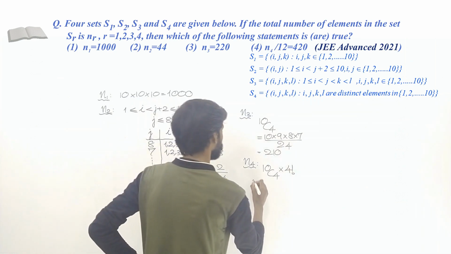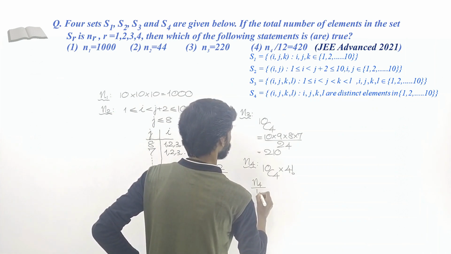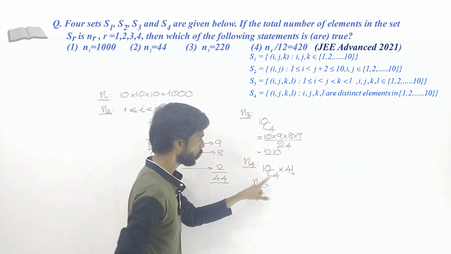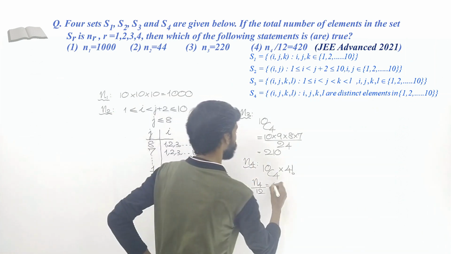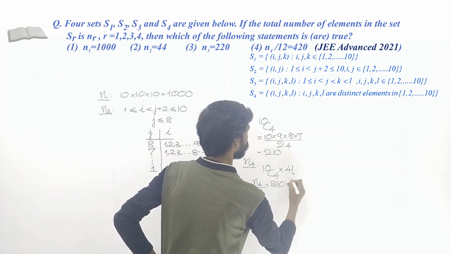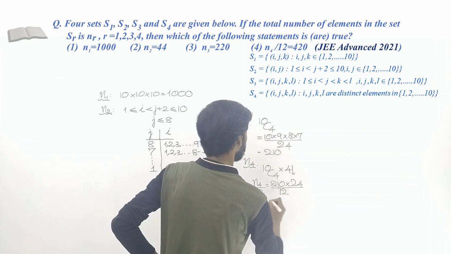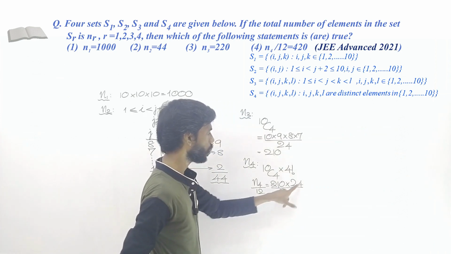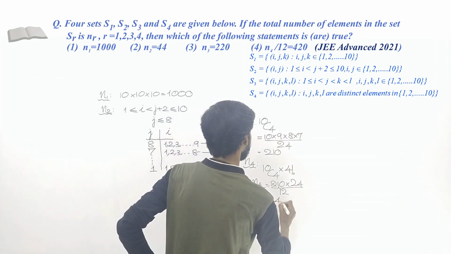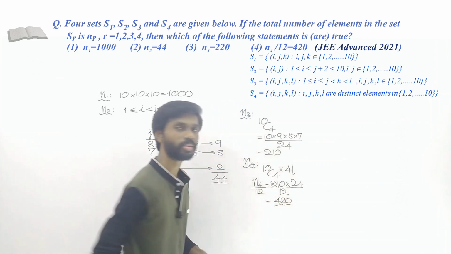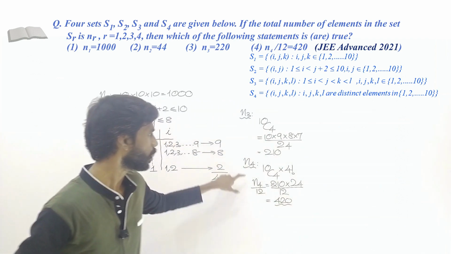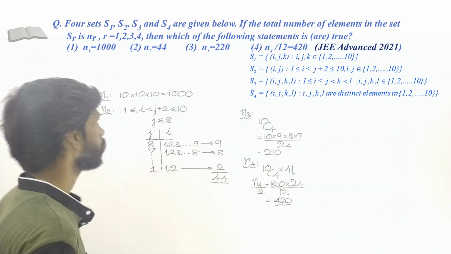But then the question asks to find n4 divided by 12. So that is 10C4, which we have already found, 210, multiplied by 4 factorial, 24, divided by 12. That gives you 24 by 12, 2, so 420. Alright, so that's all. That is the answer to the last part of the question. So we can look at the options and see whichever matches here.